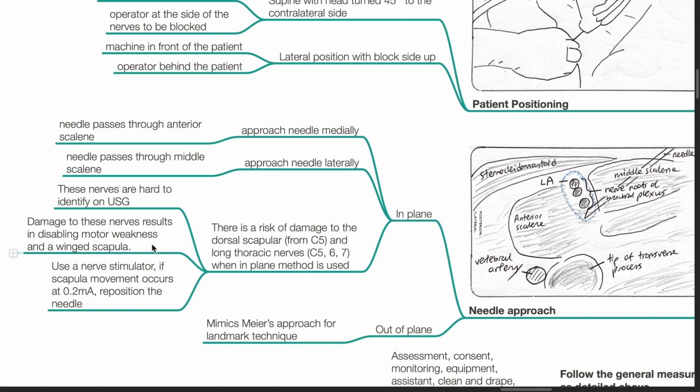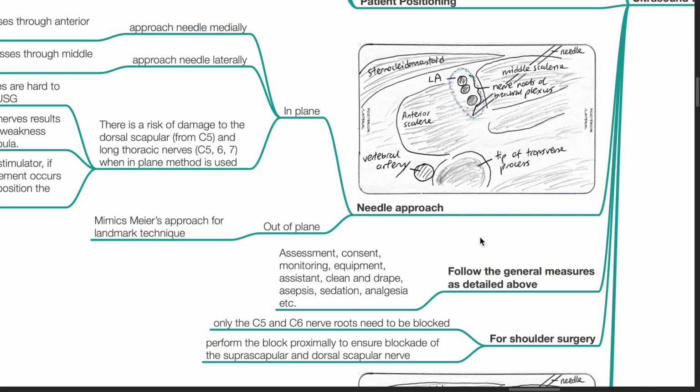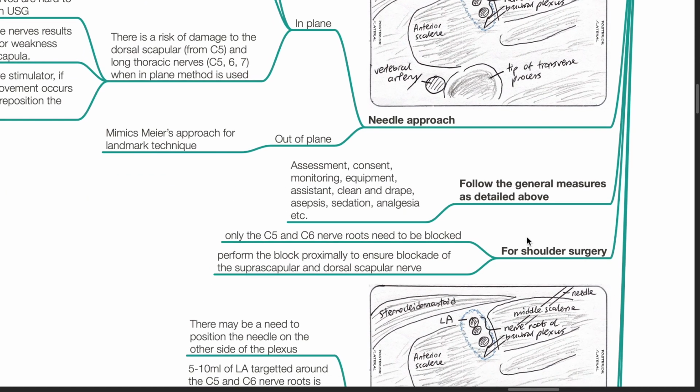Use a nerve stimulator. If scapular movement occurs at 0.2 mA, reposition the needle. The out-of-plane method mimics Meier's approach for landmark technique. Follow the general measures as detailed previously, which include assessment, consent, monitoring equipment, assistant, clean and drape, asepsis, sedation, analgesia, etc. For shoulder surgery, only the C5 and C6 nerve roots need to be blocked. Perform the block proximally to ensure blockade of the suprascapular and dorsal scapular nerve.